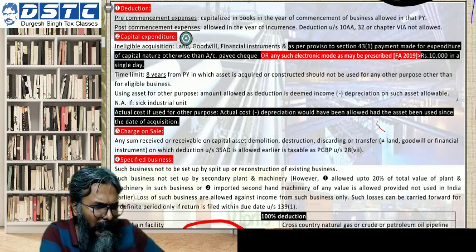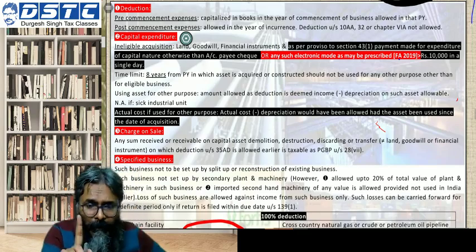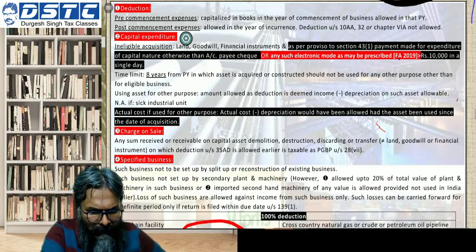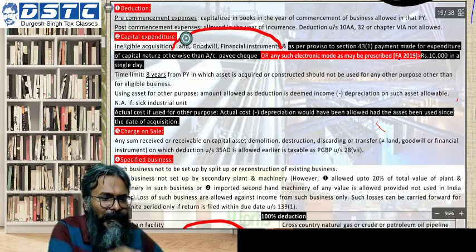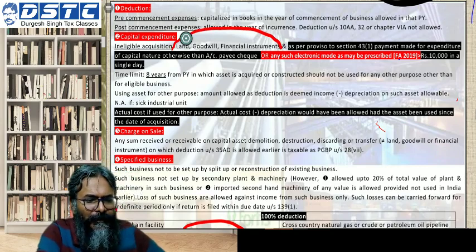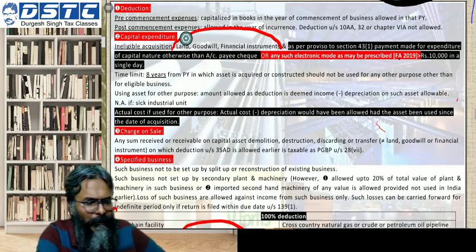So just forget that. Now, what are the ineligible capital expenditures, students? Just the way in section 35, there was only one ineligible capital expenditure, here there are in all 3 ineligible capital expenditures, and they are land, goodwill, and the financial instrument. So not only land, but also goodwill as well as the financial instrument will be considered as ineligible capital expenditure, and on that you will not be allowed the deduction.